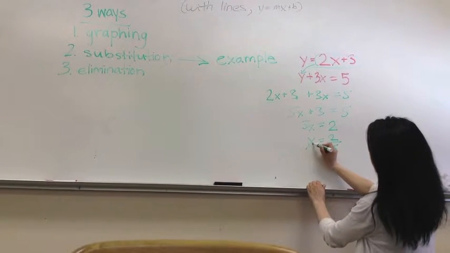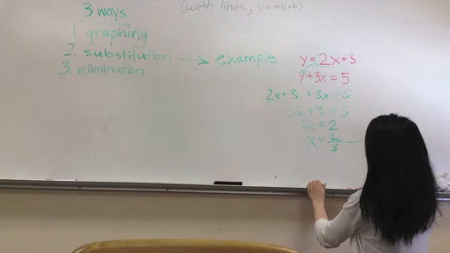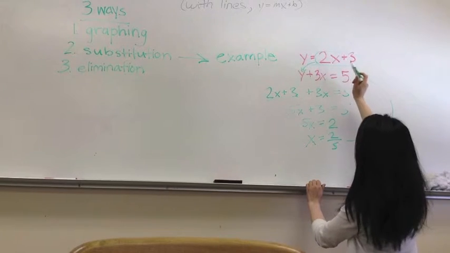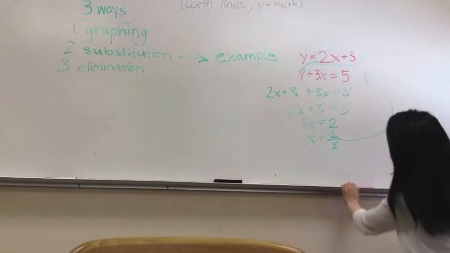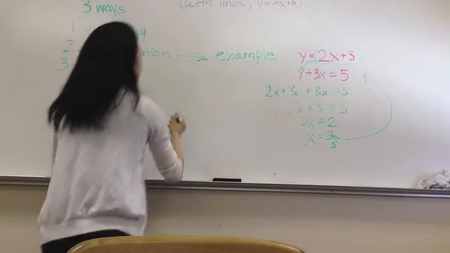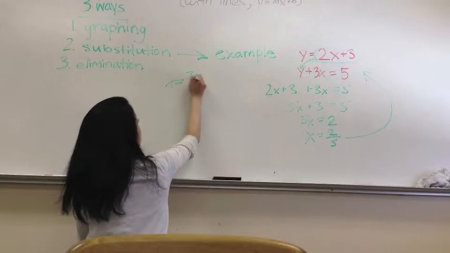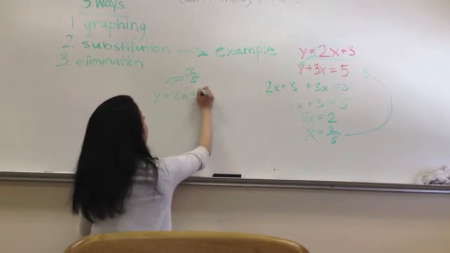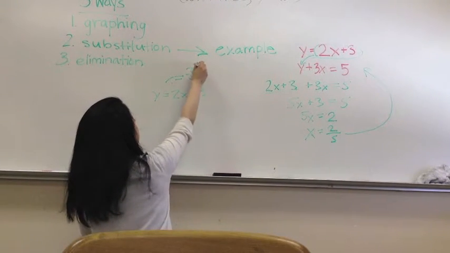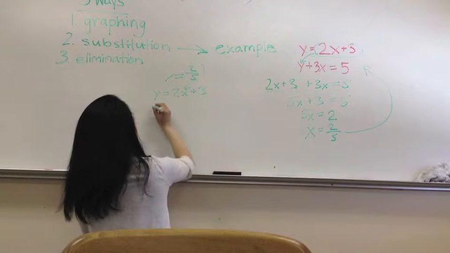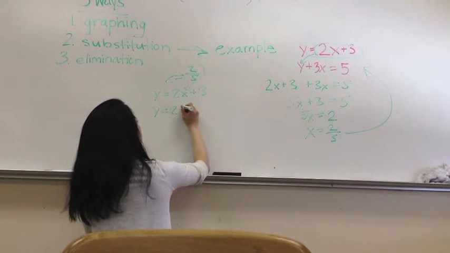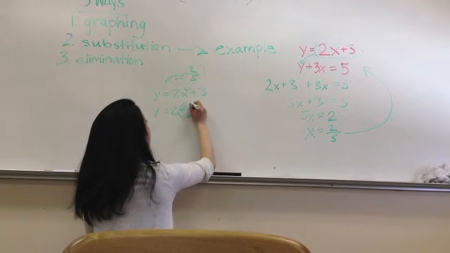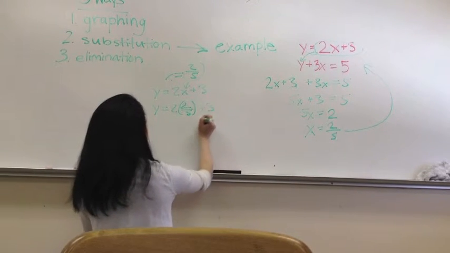Now that we have what x equals, we can plug this into one of these two equations to find what y equals. Let's use this one because it's already isolated. So we have x equals 2/5, and we also have the equation y equals 2x plus 3. Now we can just plug this x into here, and we'll have y equals 2 times 2/5 plus 3.